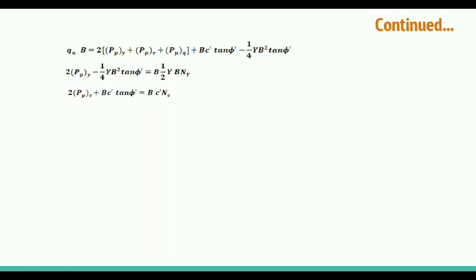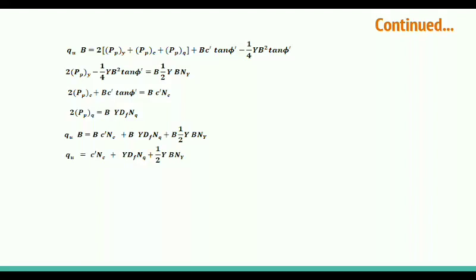Also we can write at the place of 2Pp c plus Bc dash tan phi dash, we can write Bc dash Nc. Or at the place of 2Pp q, we can write B gamma Df Nq. So put all these values in the first equation, and we can get this result. Or we can write it like this.